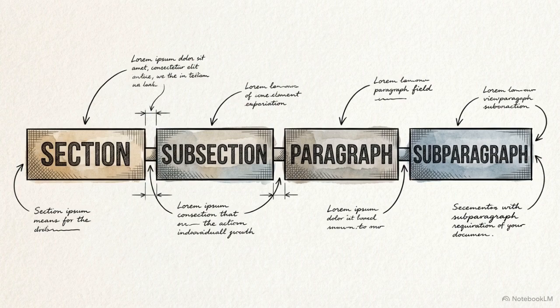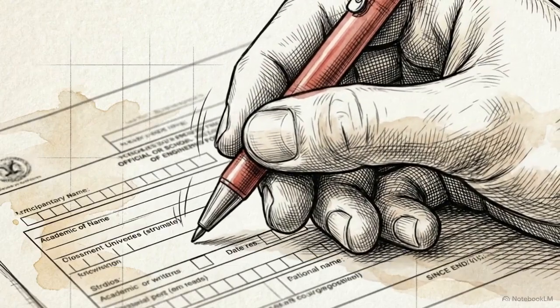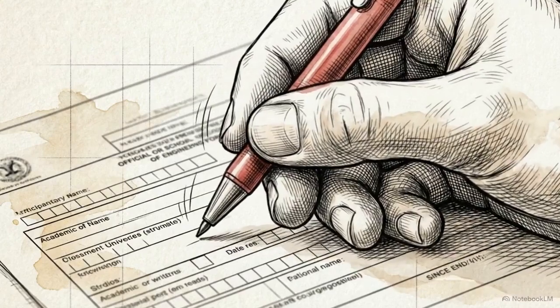You must always follow this exact sequence: section, subsection, paragraph, subparagraph. You cannot skip a level or rearrange the formatting. Using this strict numerical map ensures you point the auditor to a single, specific sentence buried within hundreds of pages of legal code.